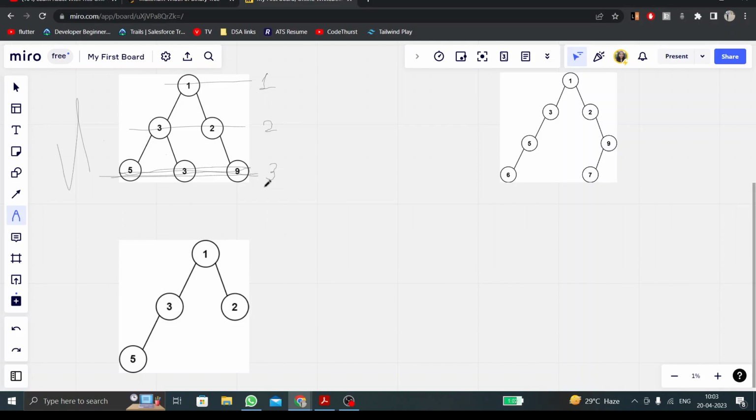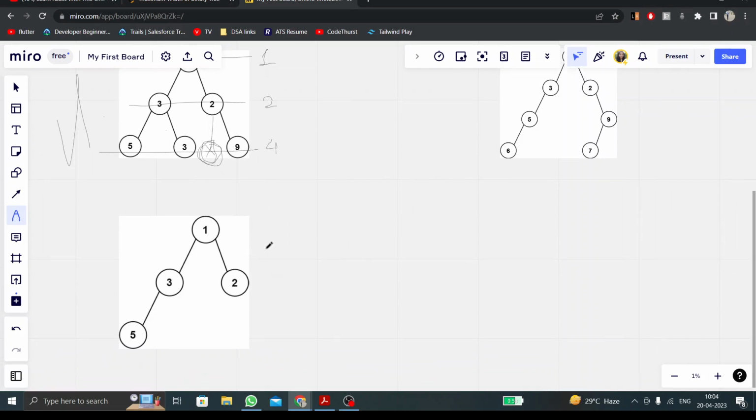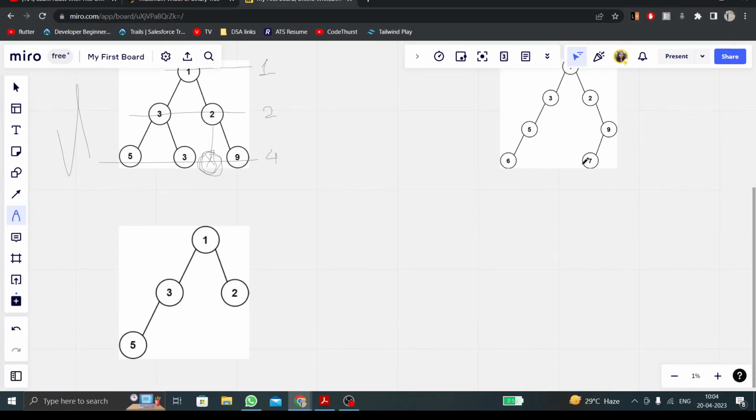So after considering two's left, which is a null node, our number of nodes would be 4. Here in the question, they have specified that we also have to consider a null node only if it is present between two non-null nodes. Okay, this null node is present between non-null nodes, so we have to consider it. Okay, let's take this example.